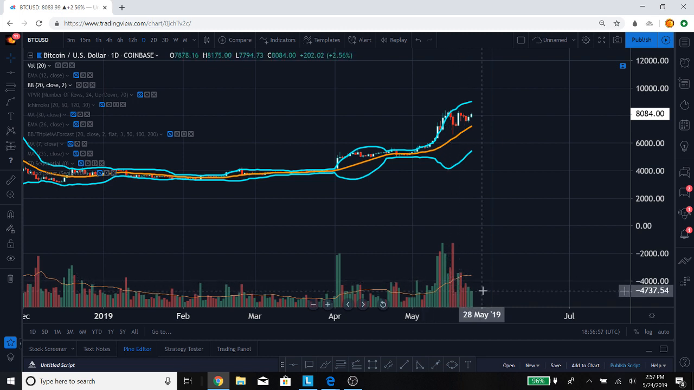So what do I mean by that? As long as we're able to consistently put in candles at these heights, that does coincide with the bullish flavor and buying pressure continuing in the price action of Bitcoin.